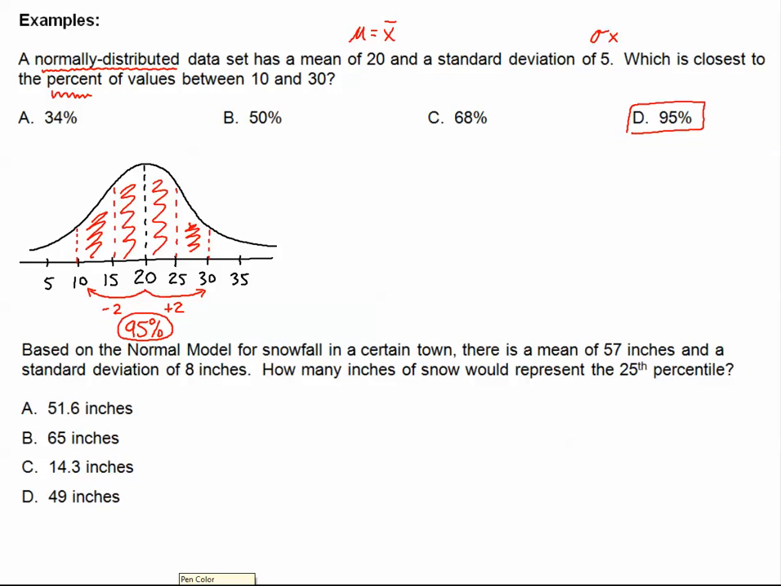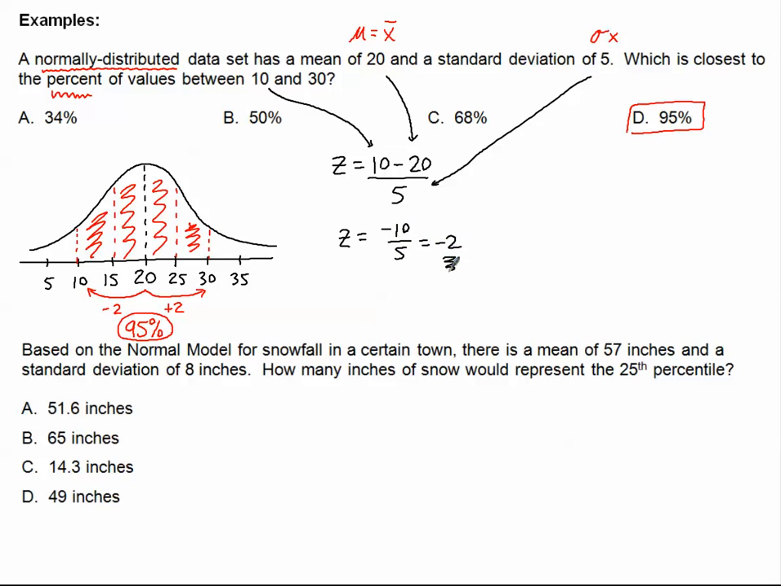Another way to solve this, instead of drawing your picture here, you could calculate each of the z-scores for your 2 data points. So let's just show you that. Let's write z equals, I'm going to take my data point, which is 10, subtract my mean, which is 20, and divide by my standard deviation, which is 5. This will find one of my z-scores. This is negative 10 divided by 5, which is negative 2.